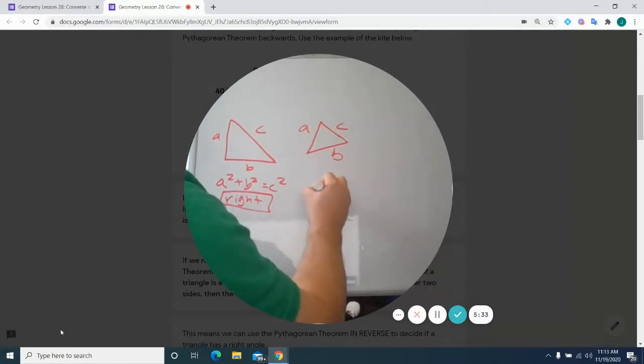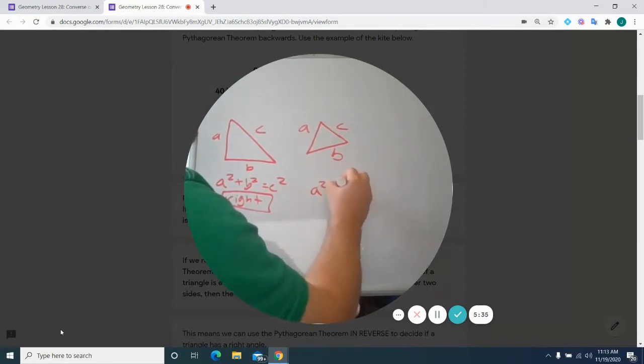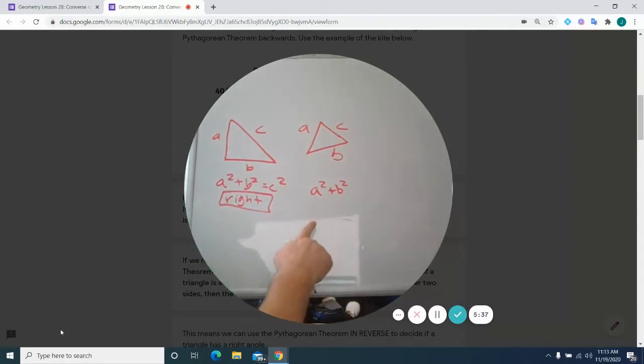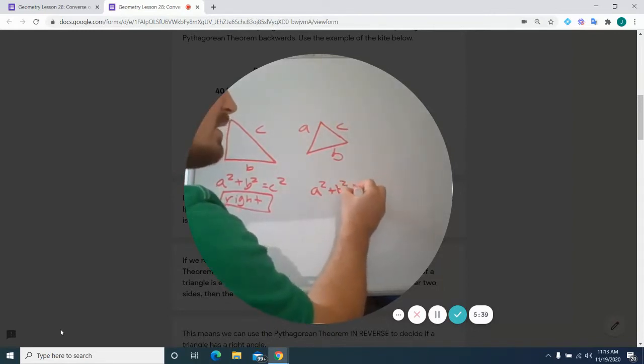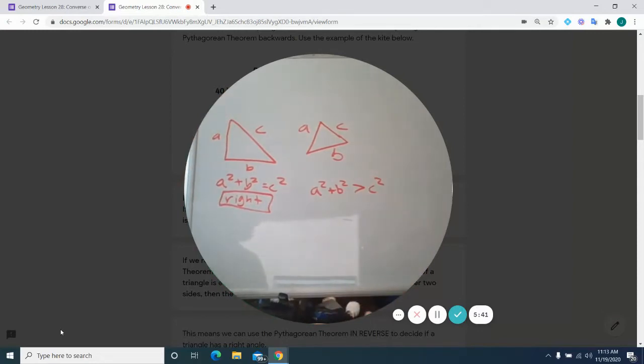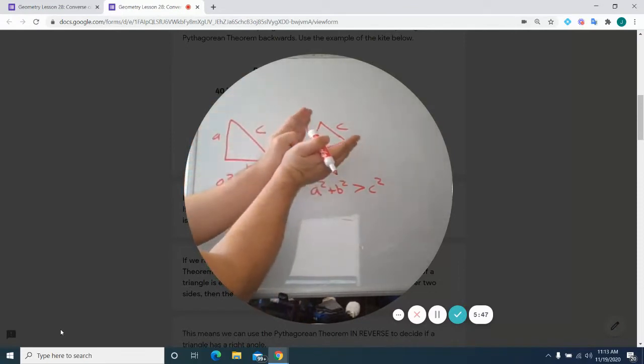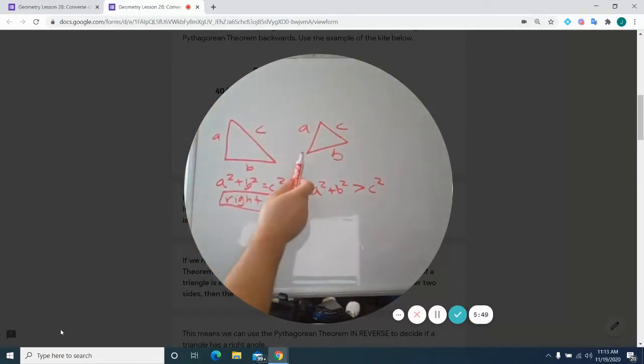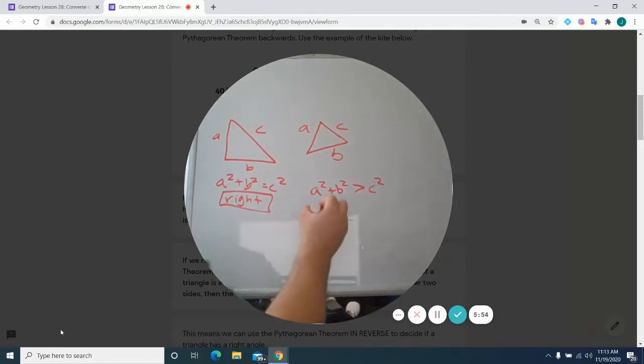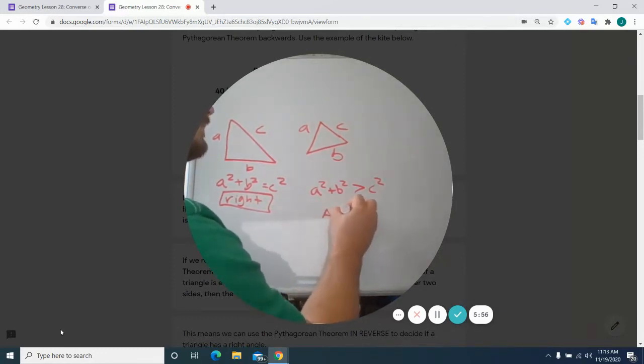So if A squared plus B squared is greater than C squared, we're saying when we add these together, the A and the B is bigger. Notice what I'm saying, because C got smaller. If C is smaller, is that a right angle? No. What do we call the angle smaller than right? We call it acute.